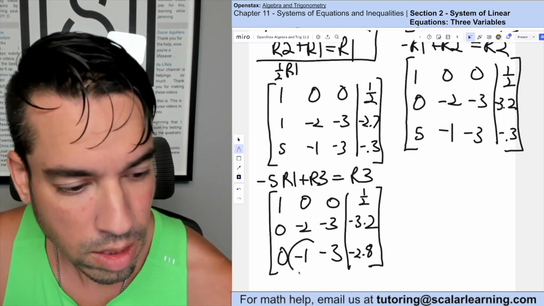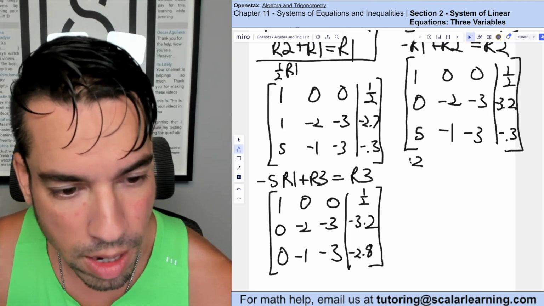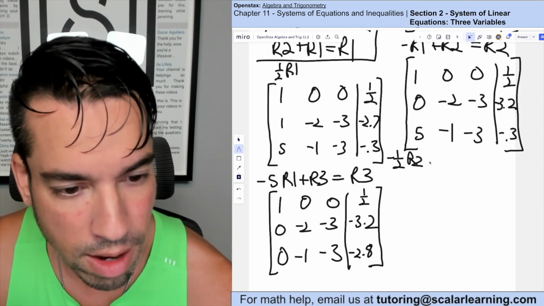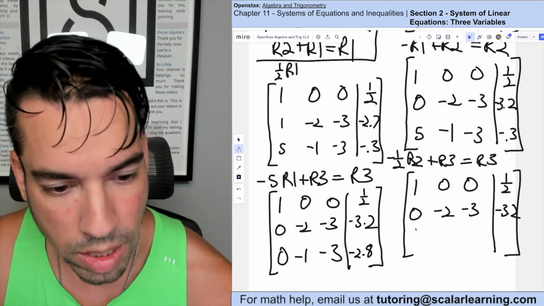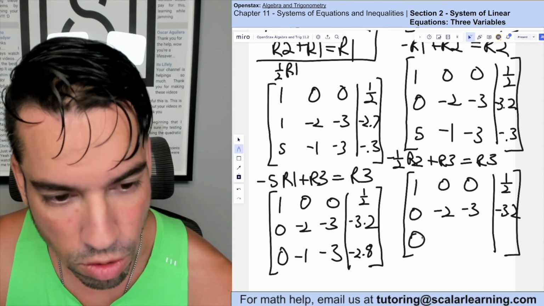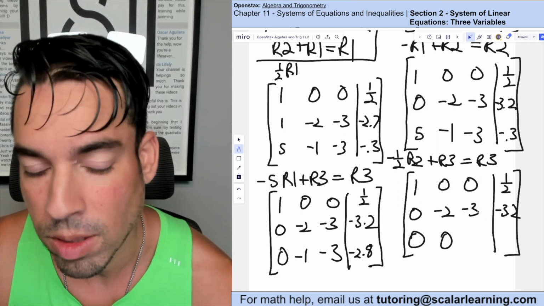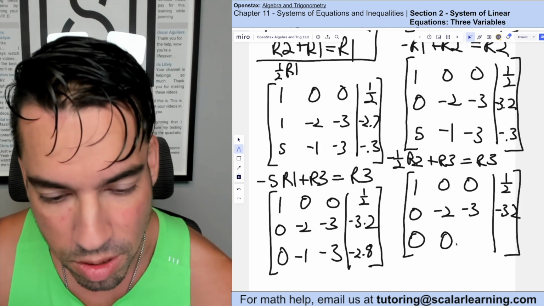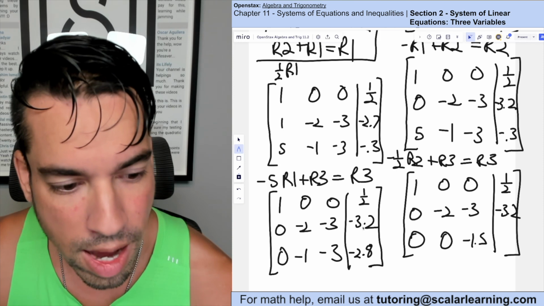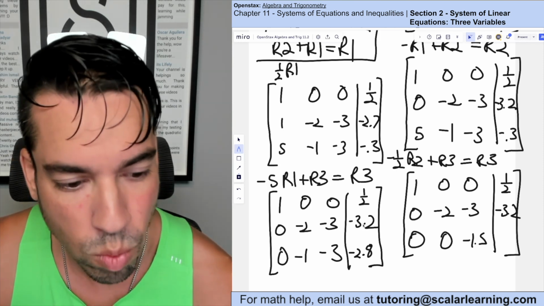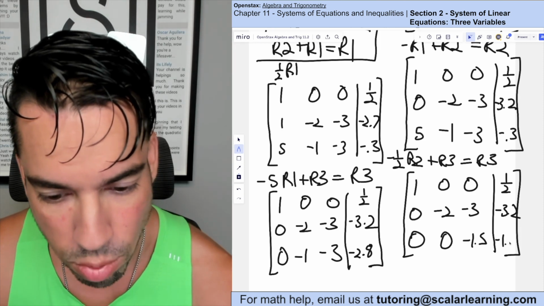Cool. Next, I see that I can easily zero this out by multiplying row 2 by -1/2 and adding it to row 3 to get a new row 3. Let's write that out. So -1/2 times 0 is 0 plus 0 is 0. -1/2 times -2 is 1 plus -1 is 0. -1/2 times -3 is 1.5 plus -3 is going to be -1.5. And then half of -3.2, that's positive 1.6. Plus -2.8 is -1.2. Cool.